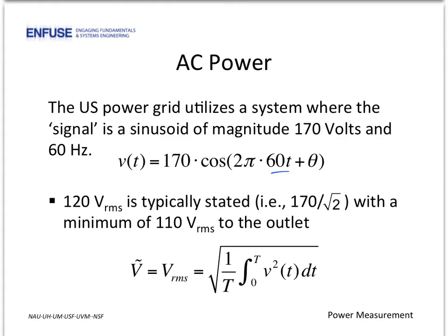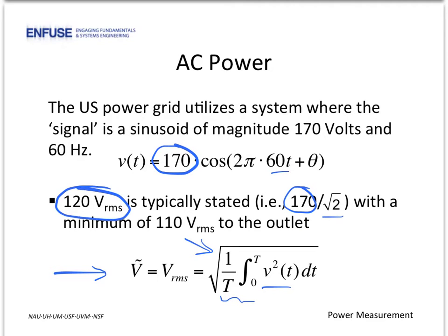Recall that RMS refers to root mean square, or as illustrated in the equation below, is the square of our sinusoidal signal averaged over time and then square rooted. For sinusoids, the RMS value is simply the magnitude, in our case 170 volts, divided by the square root of 2, or 120 volts RMS.